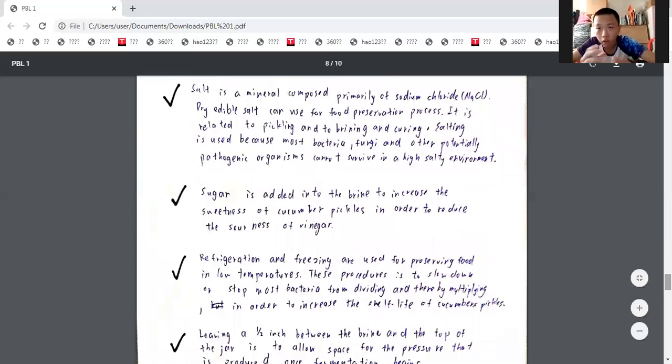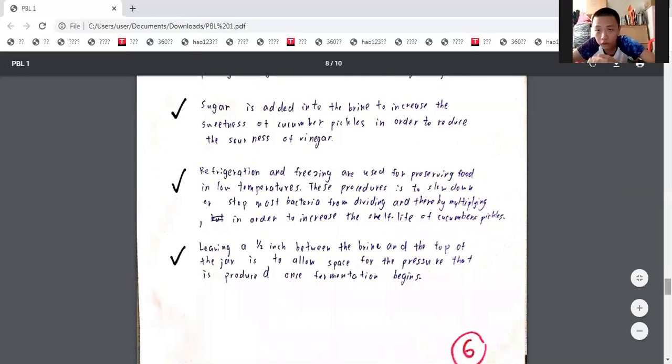Why use salt? Salt is a mineral composed primarily of sodium chloride, NaCl. Dry edible salt can be used for the food preservation process. It is related to pickling and to brining and curing. Salting is used because most bacteria, fungi, and other potentially pathogenic organisms cannot survive in a highly salty environment. Why use sugar? Sugar is added into the brine to increase the sweetness of the cucumber pickles in order to reduce the sourness of vinegar.